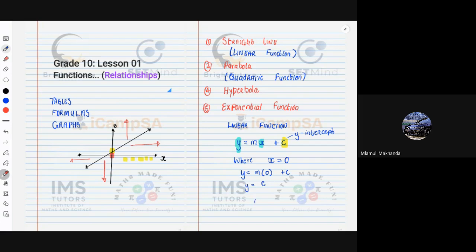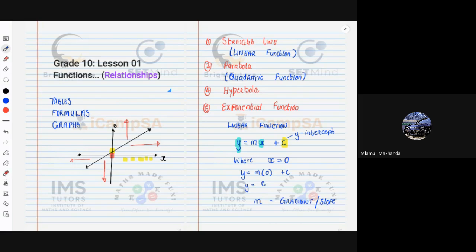The m represents the gradient, which is sometimes called the slope of the graph. So it depends. It simply says how steep is our graph, or how steep or how gentle.